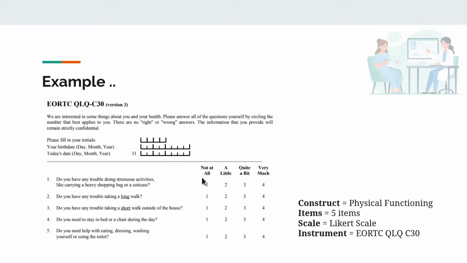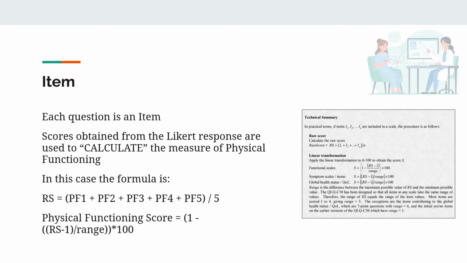What is meaningful for an item is the not at all statement, a little statement, quite a bit and very much statement. And the instrument which is being used to measure this physical functioning is called EORTC QLQ C30. Now each question, as you understand, is an item, and scores obtained from the Likert response are used to calculate the measure of physical functioning.